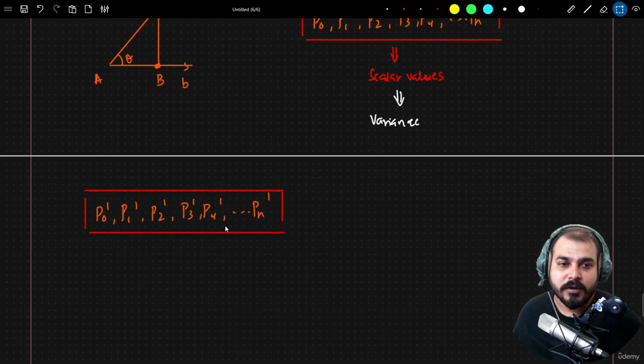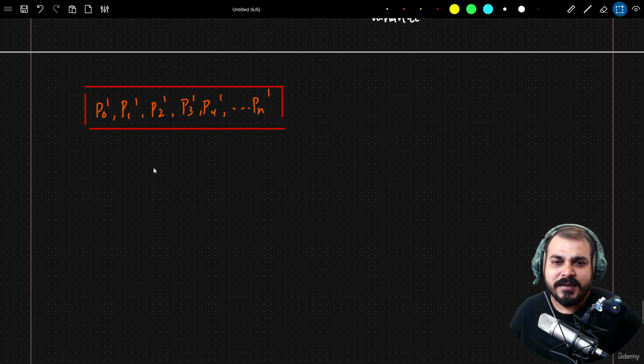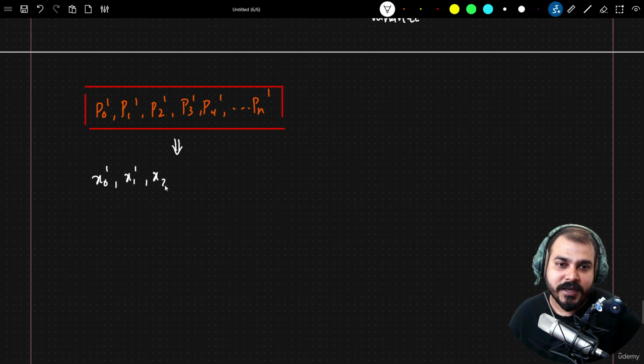So let's say I'm talking about the specific points. Let me give us some different notation so that it becomes easy for you to understand. So let's say this is x0 dash, x1 dash, x2 dash, x3 dash, x4 dash. Like this, I have xn dash.